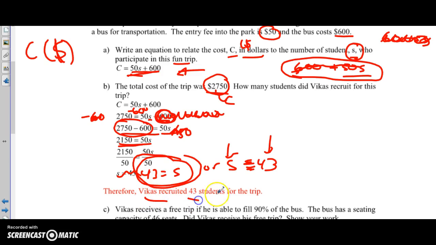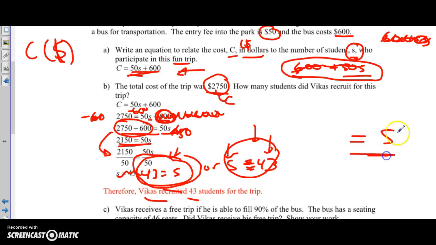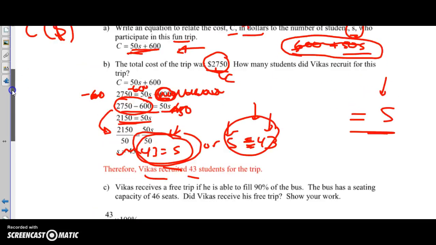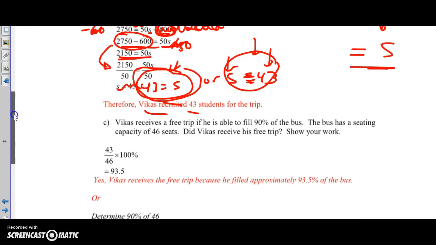Don't just write it that way. Say he recruited 43 students for the trip, or 43 students went on the trip. So this is okay. This is maybe better, but if organically, naturally it turns out something like this, where the variable is on the right side of the equal sign, then you're fine. Just leave it as is. And sometimes we do that on purpose because it makes our life easier.